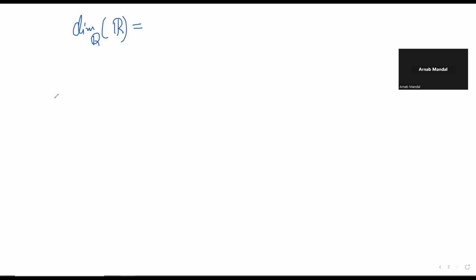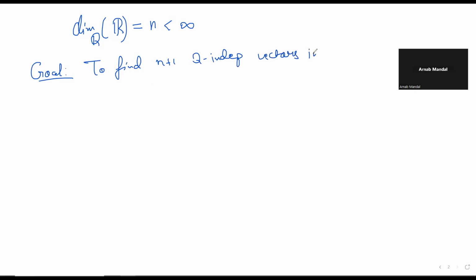तो पहले contradiction से prove करने के लिए, we take, assume that dimension of R over Q is n less than infinity. Okay, ठीक है, less than infinity. Then we have to find n plus 1 linearly independent vectors in R over Q.